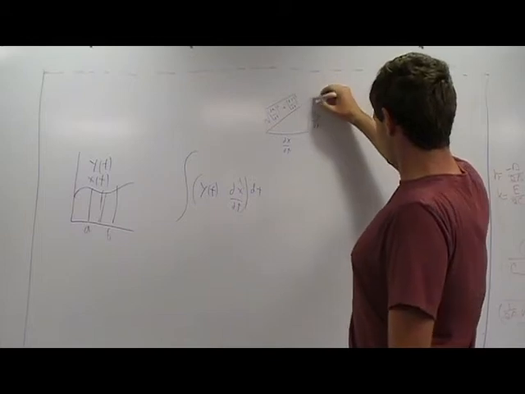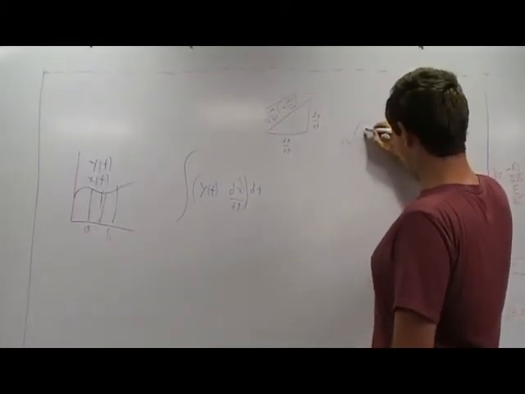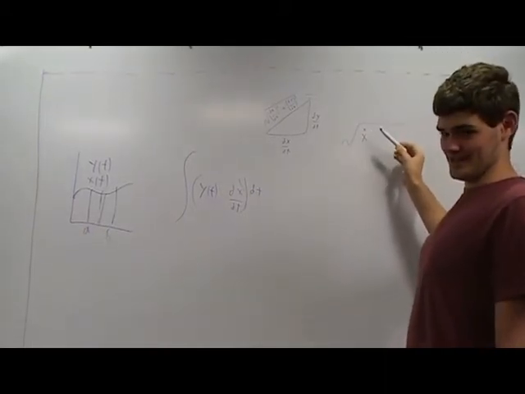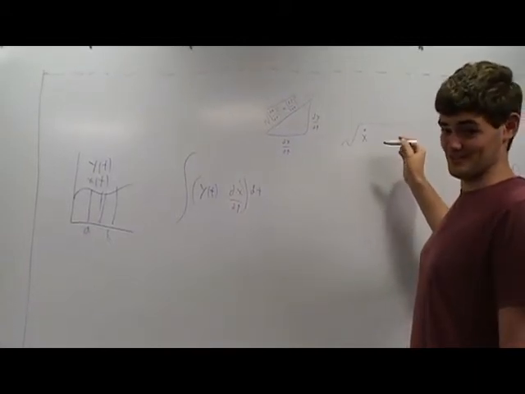So if we get that square root, I'll just write it as x dot, where the dot represents the derivative with respect to t, just like prime means derivative with respect to x.